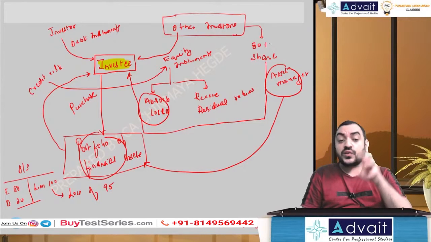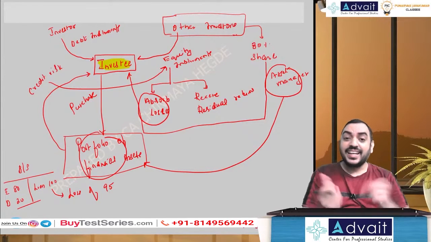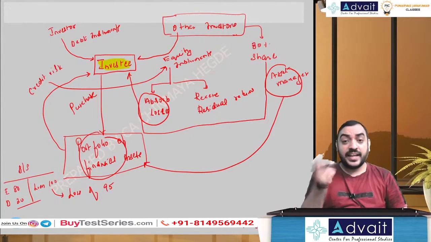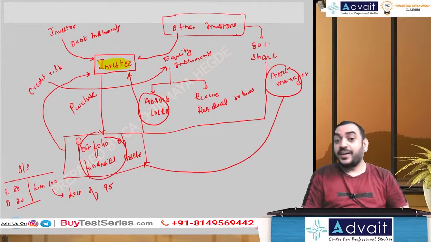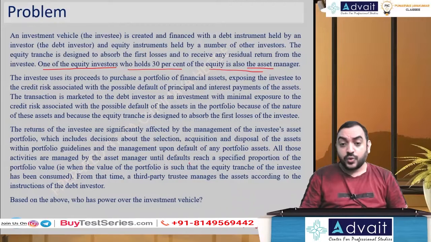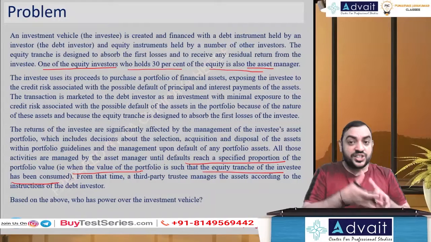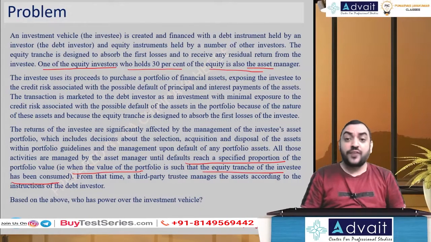So who bears the loss? Equity shareholders. What is the value of equity shareholders? Limited liability 80. So out of 95 loss, 80 is borne by equity. Balance, 95 minus 80, is to be borne by debt people. So when it crosses the specified proportion of the portfolio, when the value of the portfolio is such that the equity tranche has been consumed, it crosses the value of equity shareholders, then debt holders will have to suffer the loss.